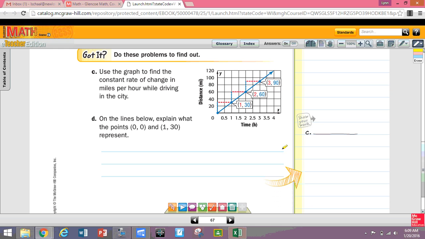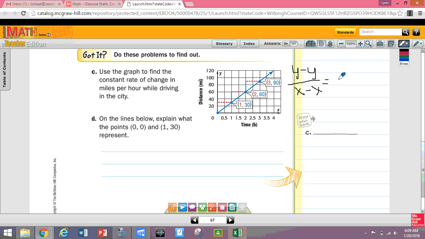Okay, so I want you to pause your computer and I would like you to do C for me. For C, you're going to determine your constant rate of change. So again, I'm going to start at my top because that's what I like to do. So it's my y minus my y over my x minus my x. And I would like you to write out that formula.